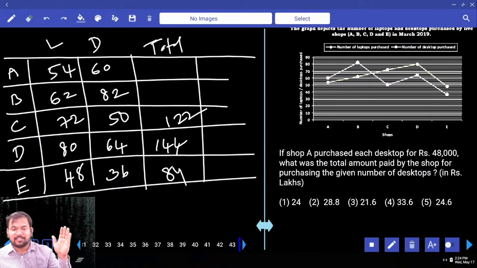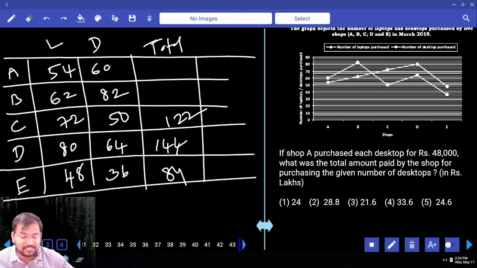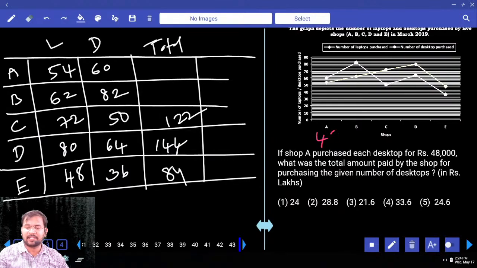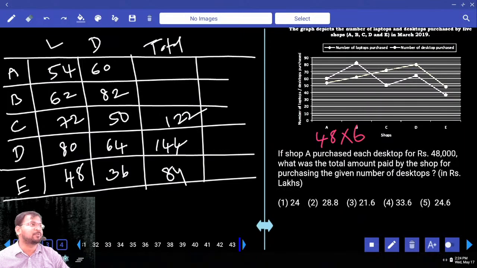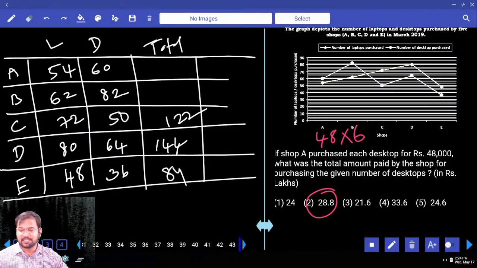Next. If shop A purchased each desktop for 48,000, shop A desktops are how many? 60. What was the total amount paid by the shop for purchasing the given number of desktops in terms of lakhs? 48 into 6. 40 times 6 is 240, 6 times 8 is 48. 48 plus 240, 288. Your answer is 288. Yes or no?